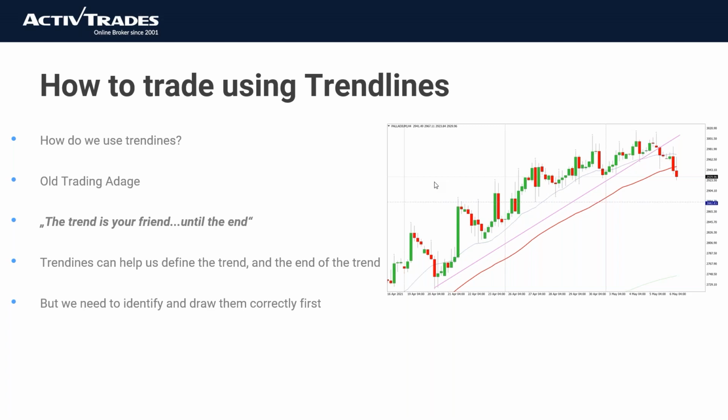But the truth is, we need to identify and draw them correctly first. So here I've just got a pen, and on this chart, this is palladium on the 4-hour chart, we've literally just drawn a very simple one here, more of which we will do later. There's lots of tools and lots of platforms in terms of how to draw trend lines, which we'll look at when we look at the chart in a moment. But as it says, trend lines can help us define the trend and also the end of trend. More of that later as we go deeper into our session.